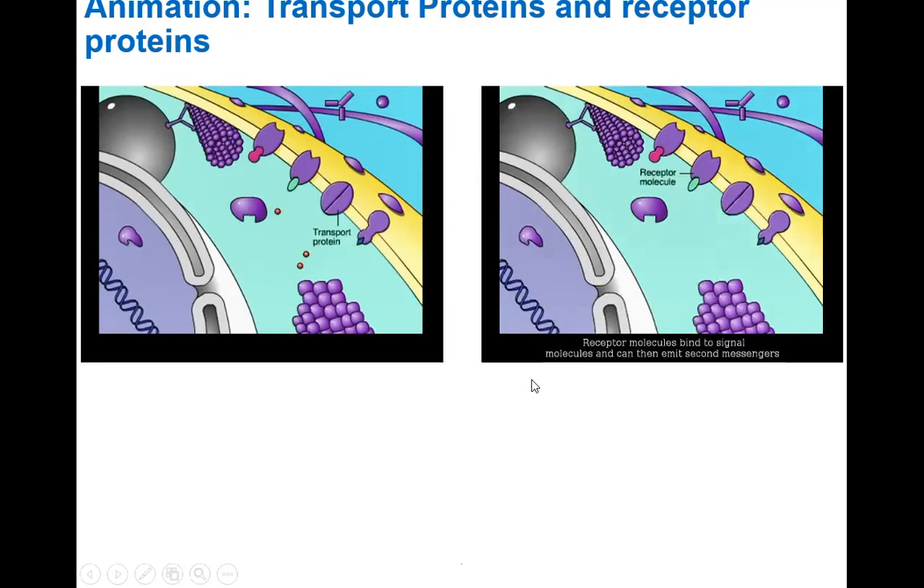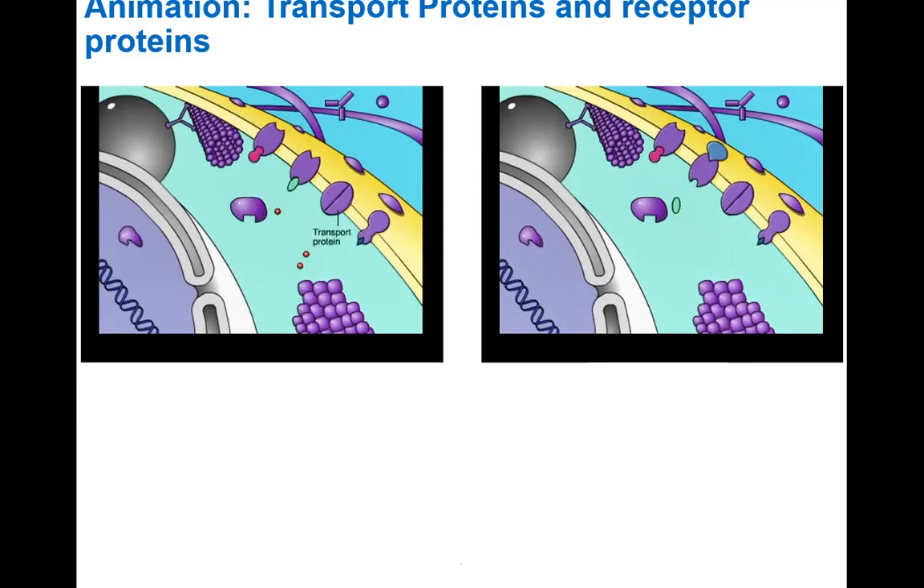Receptor molecules bind to signal molecules and can then emit second messengers which trigger changes inside a cell. Receptors are thus important links in the system of communication among cells. Some signal molecules, such as hormones, are also proteins. Now these hormones are called chemical messengers, and we've heard of some of them. We've heard of growth hormone probably, and thyroid hormone. I just talked about that.